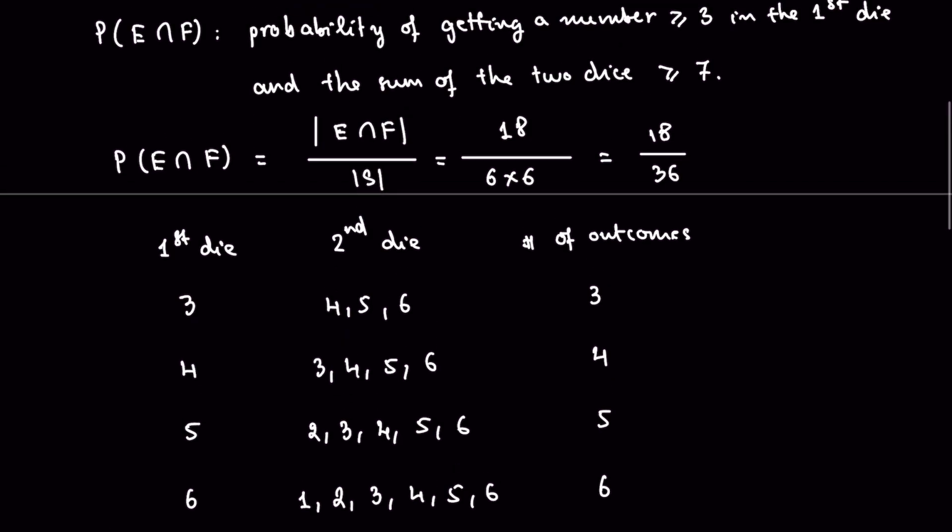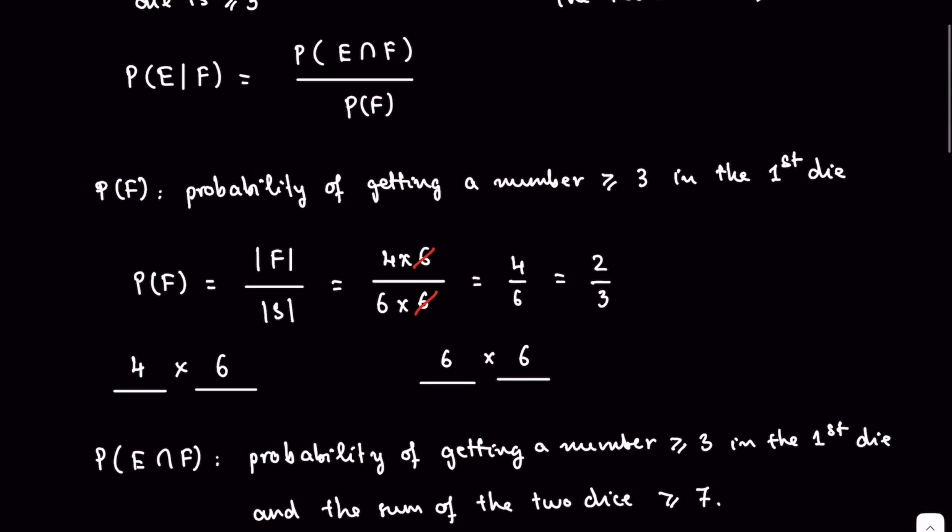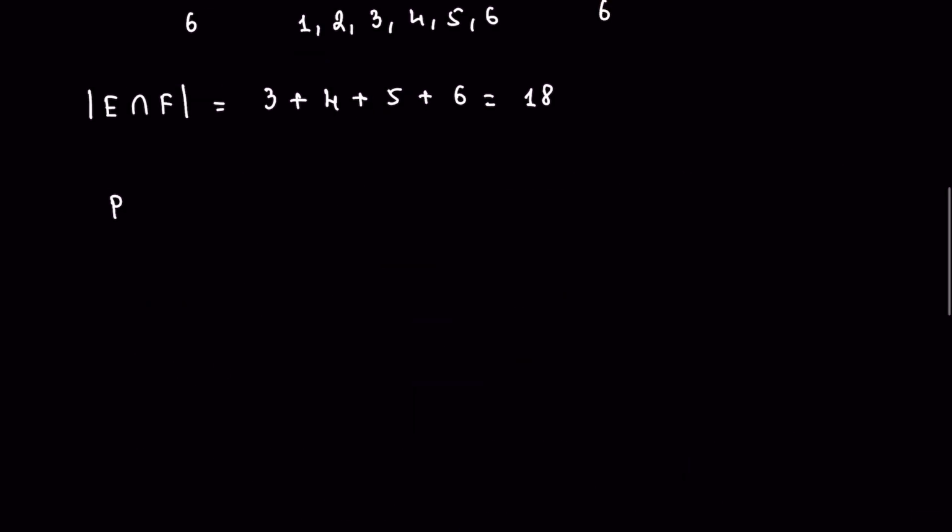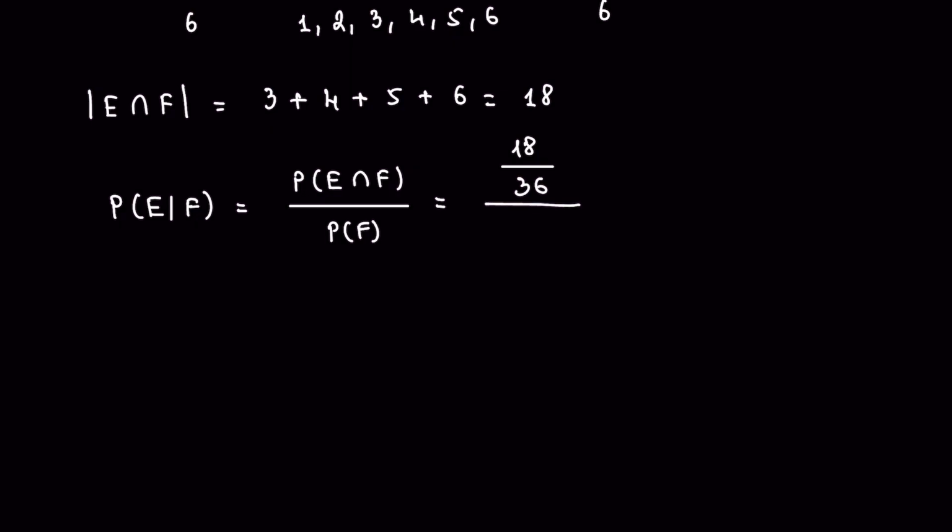Now you're going to put everything together. That is, you're going to calculate the probability of E given F, which is equal to the probability of E intersect with F divided by the probability of F. So the probability of E given F equals the probability of E intersect with F divided by the probability of F. And the probability of E intersect with F is 18 over 36, divided by the probability of F, which is 24 over 36.